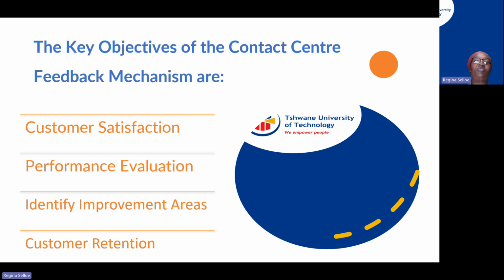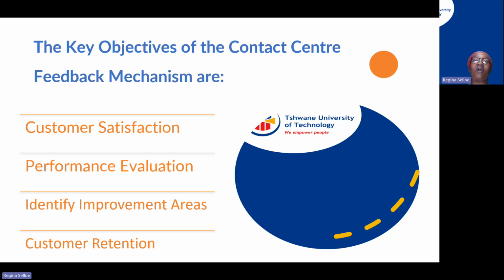Now we have the key objectives of a contact center feedback mechanism, and those objectives are customer satisfaction, to ensure that customers are happy with the service they receive. Another key objective of contact center feedback mechanisms is performance evaluation. We measure the performance of agents and the contact center.